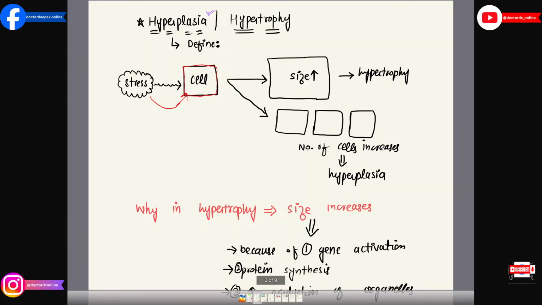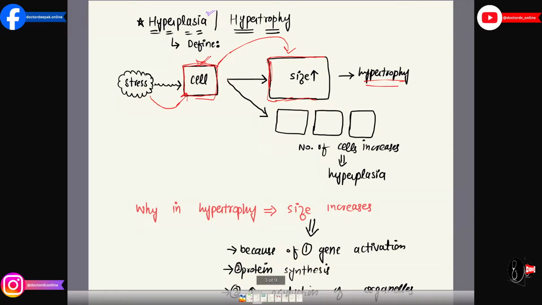Suppose you put a stress on this cell; this cell has two options. First option, it can increase its size. If you compare the size of this cell with that one, you will see the size of this cell has increased. So it is called hypertrophy. What is hypertrophy? When stress is placed on a cell, and that stress leads to an increase in organ size, that is called hypertrophy.